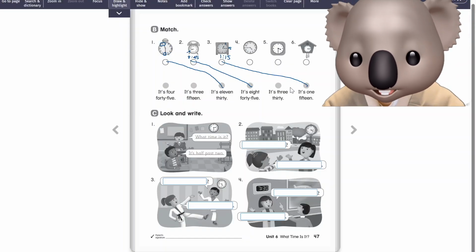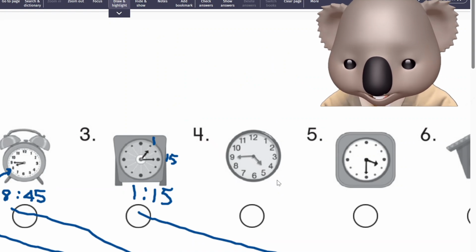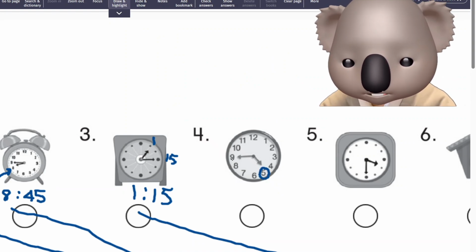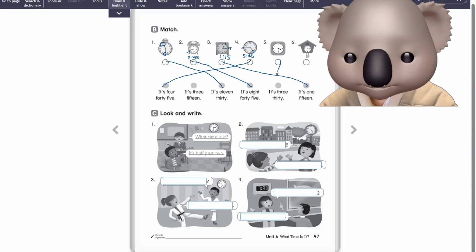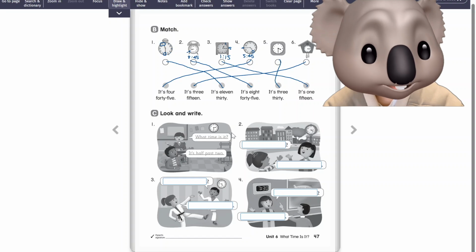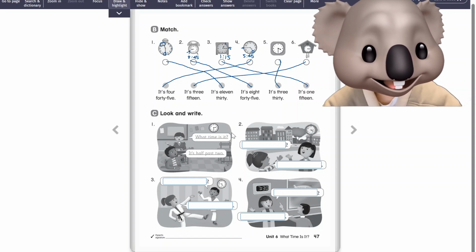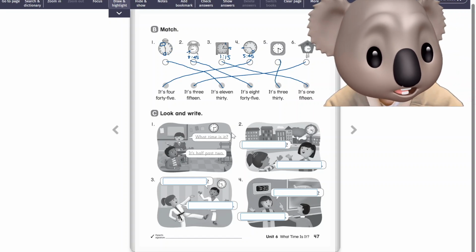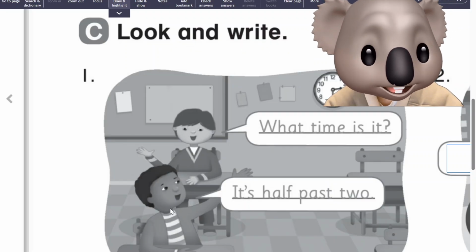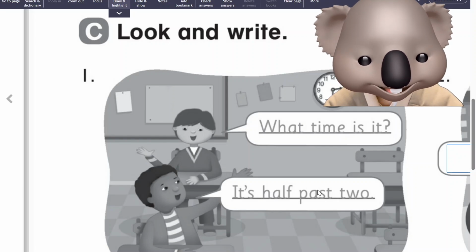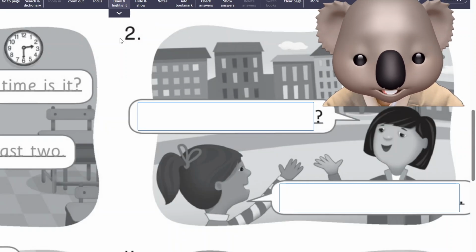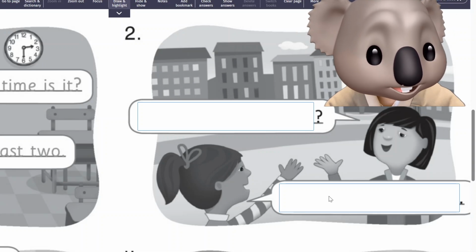Here we go. Number 4, we have the shorthand on 5 and the long hand on 9. It is 5:45. In number 5, we have 3:30. Number 6 is 3:15. Double check your answers and we'll move on to part C. In part C, it says to look and write. In number 1, it says, what time is it? It's 2:30.